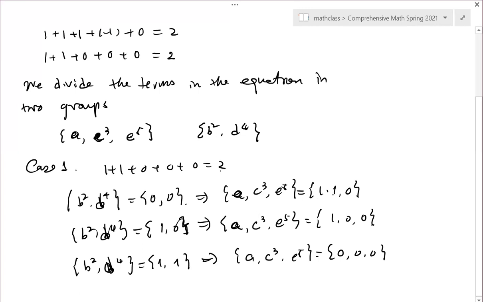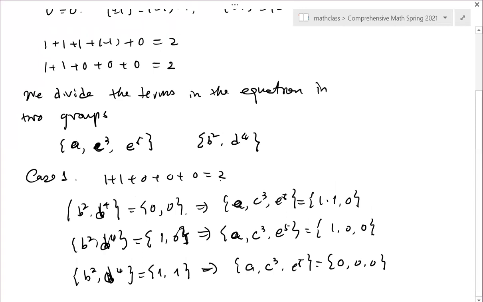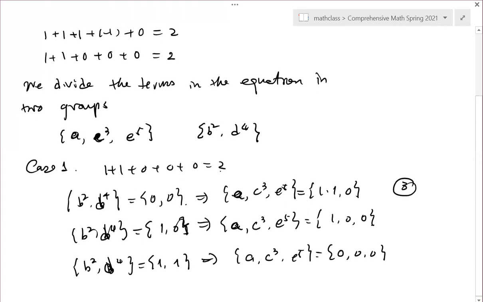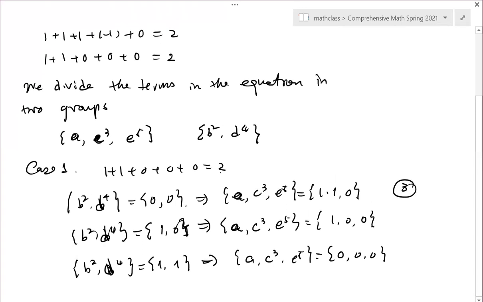But if you permute those ones, regroup them, then you get another set of solutions. So there'll be 3 solutions. The number of solutions is 3; you record it. And when b squared, d to the fourth power equals 1, 0, then you have 2 sets of solutions here. Then you have 2 sets of solutions here.